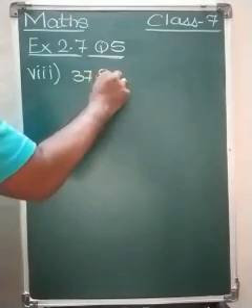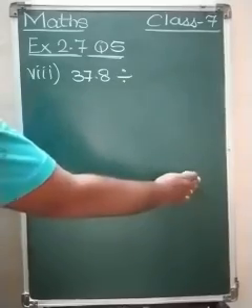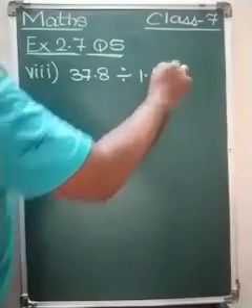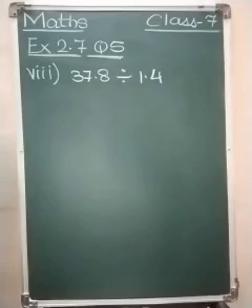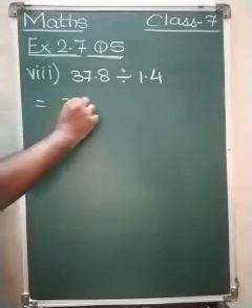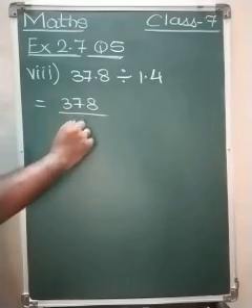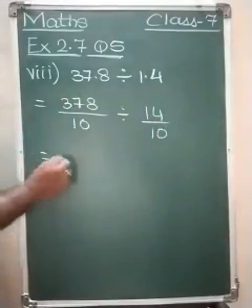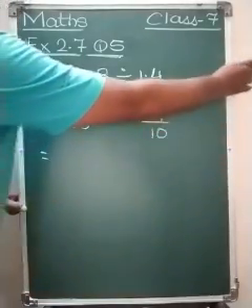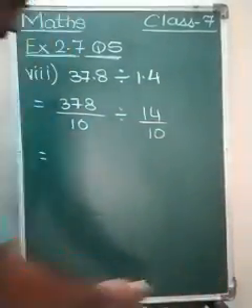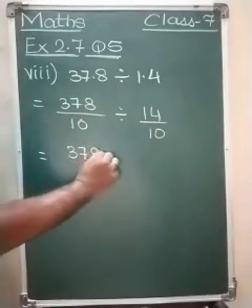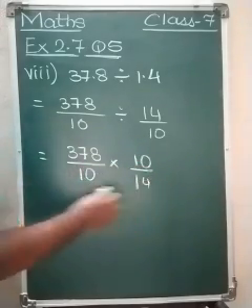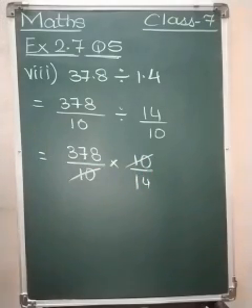37.8 divided by 1.4. Okay. 378 upon 10 divided by 14 upon 10. So this equals 378 upon 10 multiplied by 10 upon 14. This 10 will be cancelled.